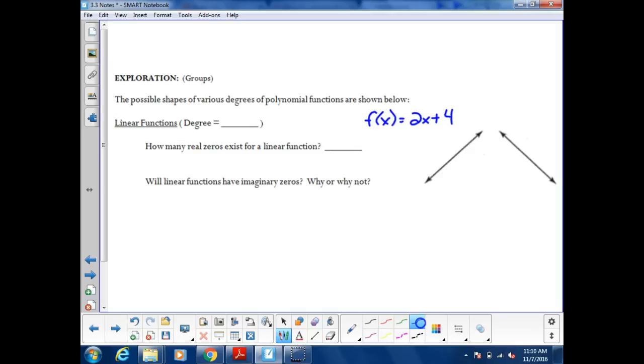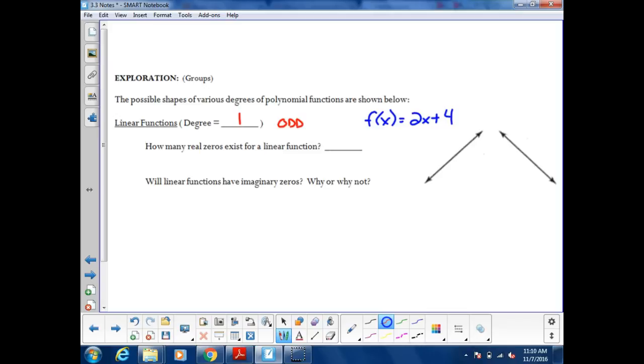Looking at that, what is the degree of that linear function? 1. 1. What's the degree of all linear functions? 1. Okay. Degree always 1. Okay. Is 1 odd or even? Odd. That is an odd function. Okay. So, that tells me that the sides of our graph are going in opposite directions, correct? So they're either going to look where they're going, it's going up and to the right and down and to the left, or vice versa. So those are the two possibilities that I can have for a linear function. Okay?